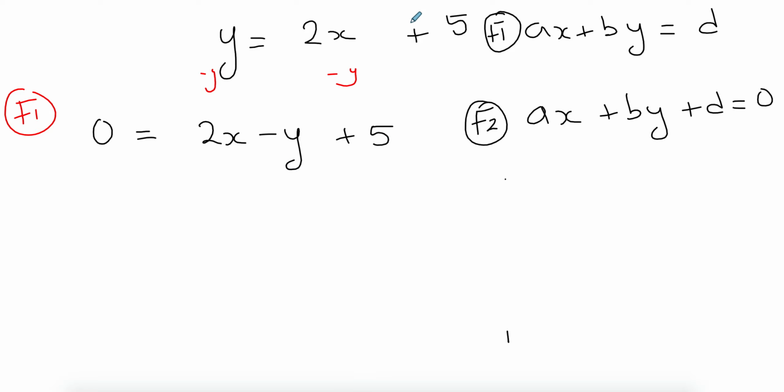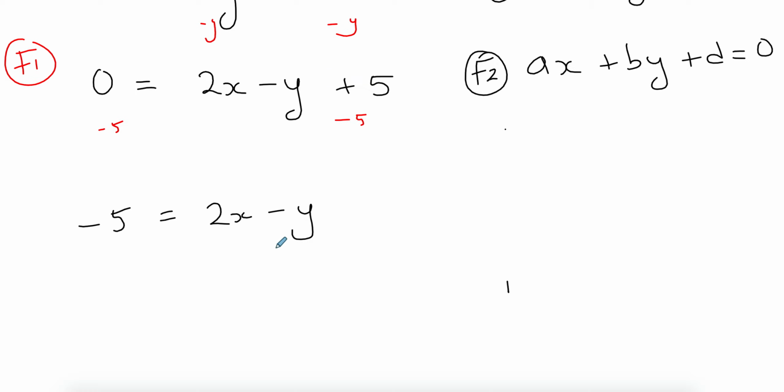It's okay to plug it in between, but I want it in this form, so I want any coefficients, constants to be on the other side of the equal sign. So I'll have to subtract 5 from both sides. This is going to cancel out, and I end up with negative 5 equals 2x minus y. So this is being in the general form.